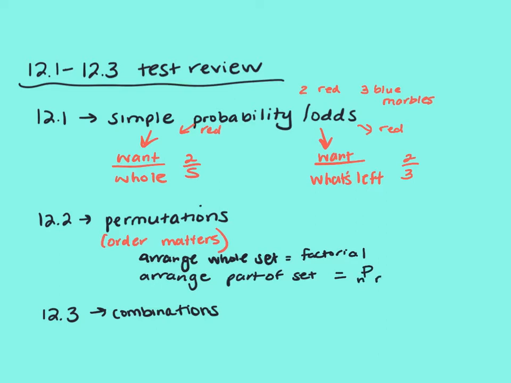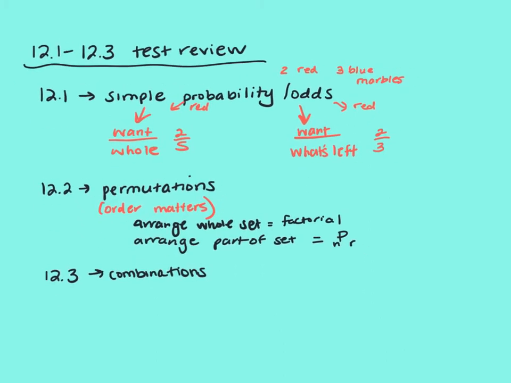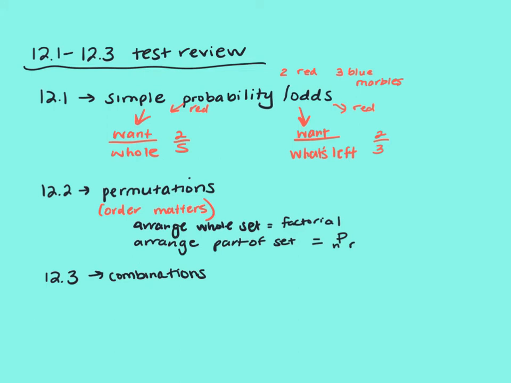And then we got into the combinations, and this is where order doesn't matter. So you're just trying to make a group, some sort of grouping. Order doesn't matter, and for these, there's no whole set. It's only part of it, and that's your C and R.